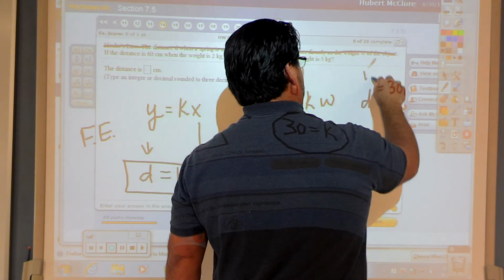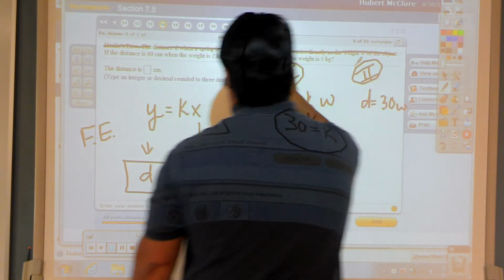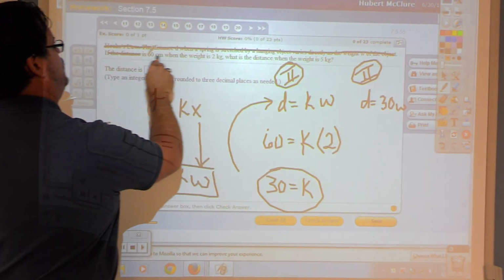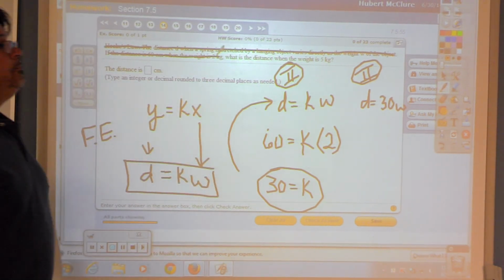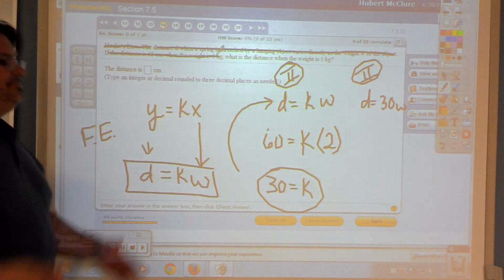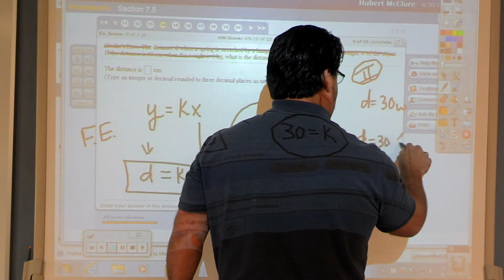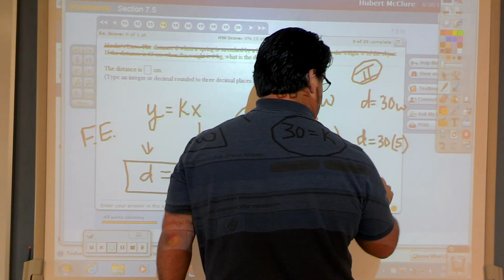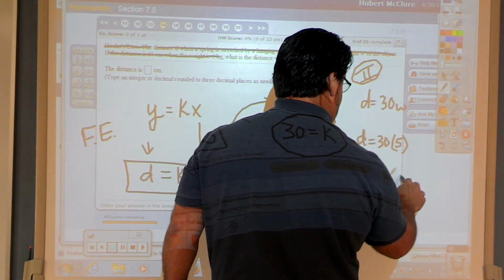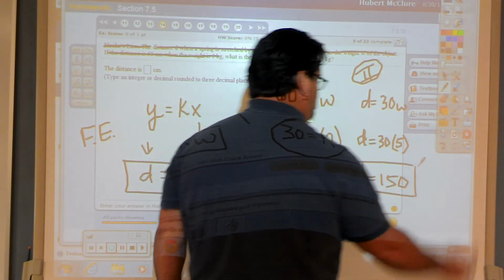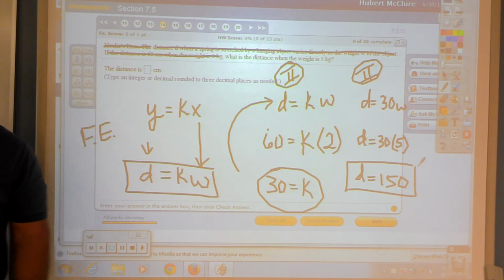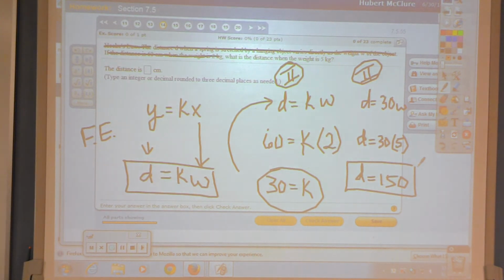And this is part 2. And we just did that part 1. Now what? You're gonna find 5 instead of 2. D is equal to 30 times 5, which is 150. And that's how you do these problems.